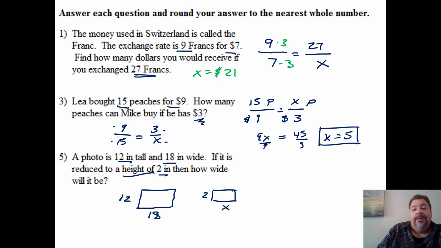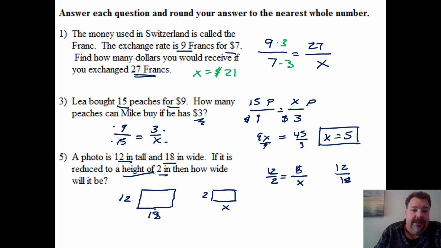And again, there's multiple ways that we can set this up. So we can compare the height to the height. So we can say 12 over 2, going from the big to the small. So then the other side, how are we going to set this up? Well, we're going from the big to the small. Would be 18 over x. That's one way to set it up. We could also do 12 over 18. Now we're comparing the height to the width of the big rectangle, and then we want height to the width of the small rectangle. So we could do 2 over x. Okay, and we could even flip these. We could get the same proportion.